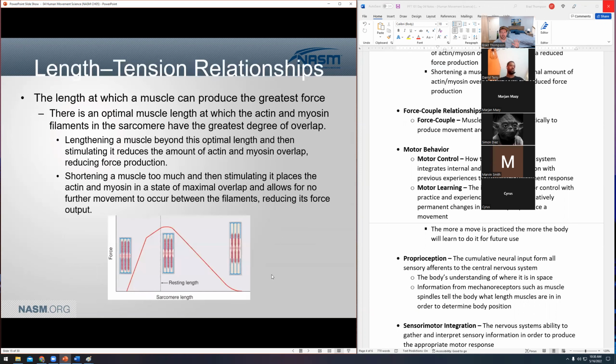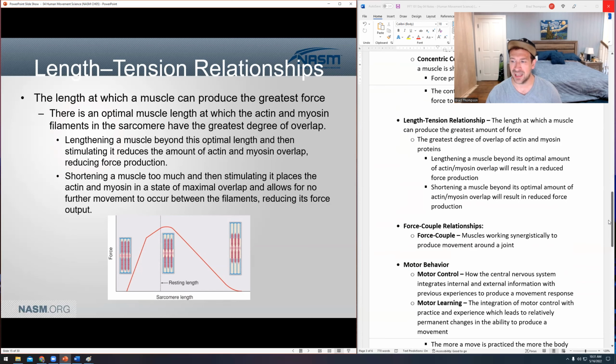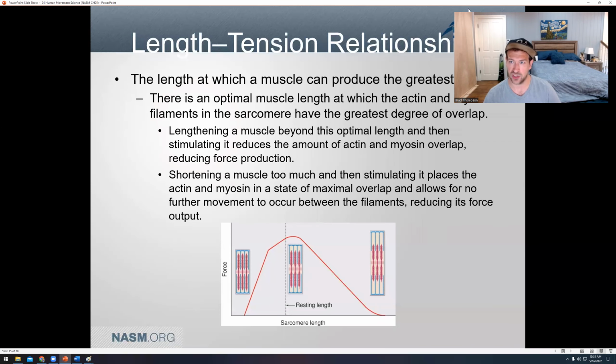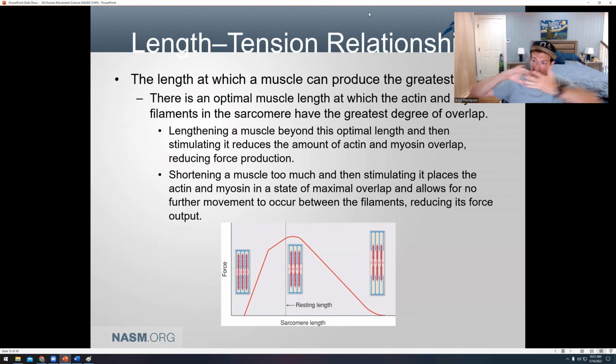We have to look at the relationship between where we're producing force. When we're looking at this, there's a term that we're going to see a lot, known as a length tension relationship. What it's describing is the length at which the muscle can produce tension. Ideally, we want to have a good length tension relationship, because our muscles are made of little overlapping proteins that have to crawl on one another and slide. We need to have them resting at the ideal length.